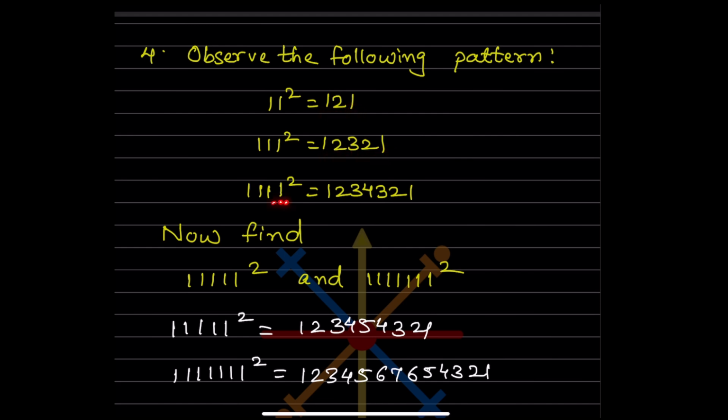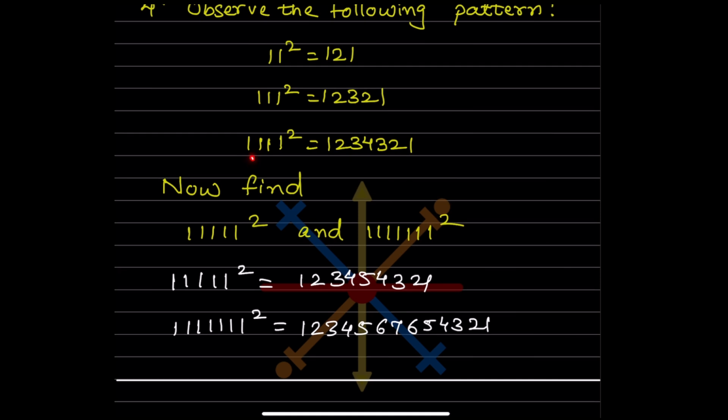So now 1, 1, 1, 2. So now you will write here, this was 1, 2, 3. So you will add one more number, that is 1, 2, 3, 4. And then you will go in the descending order. So now what we have here, there were 1, 2, 3, 4, 1.